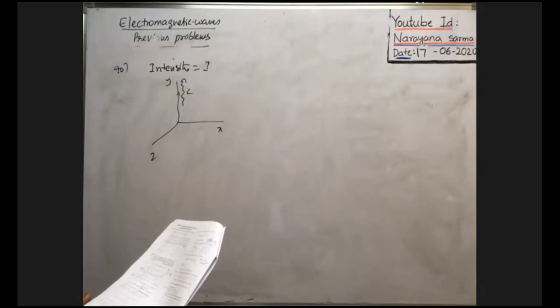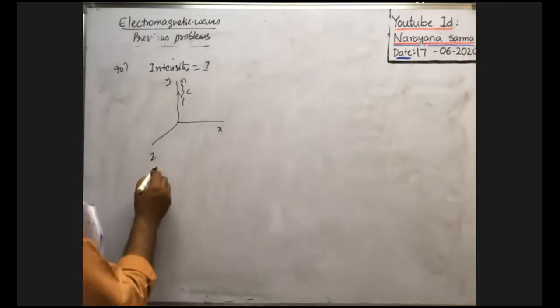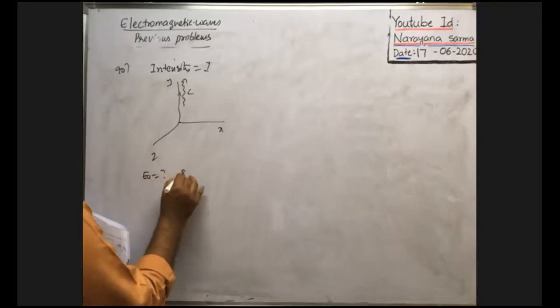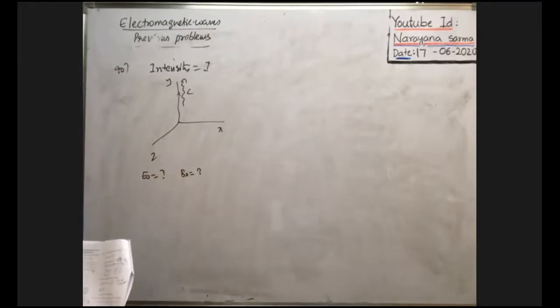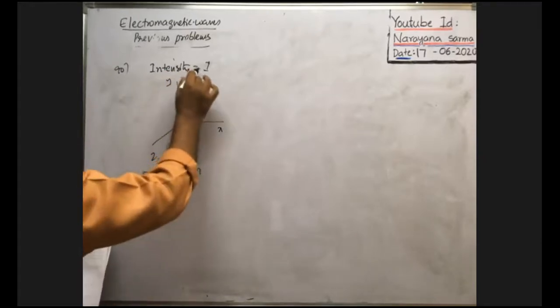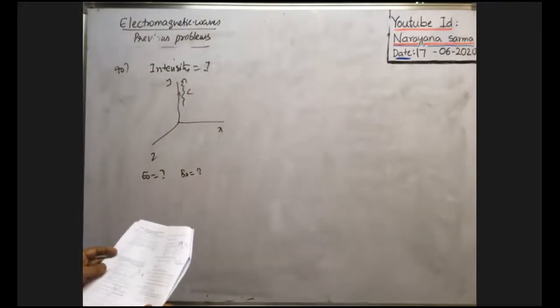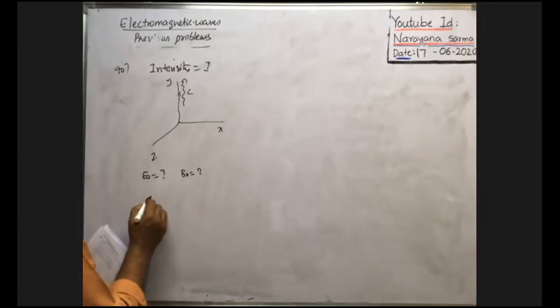First of all, we have to find what is the intensity of the magnetic field and of the electric field, because to write E bar we need E naught. What is E naught? What is B naught? We have to find. Of course, if you know the E naught value, we can find the B naught value. Here, a plane electromagnetic wave of wavelength lambda has intensity I.